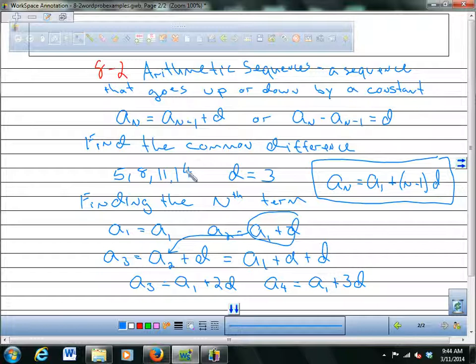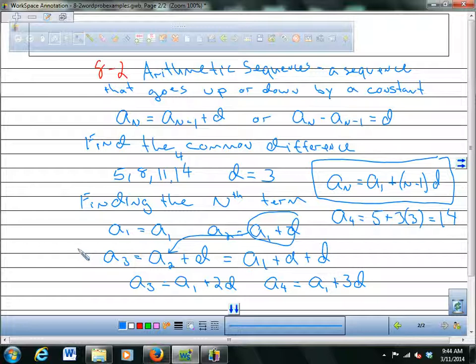So for example, in this one right here, this is the 4th term, right? If I wanted the 4th term of that sequence, a sub 4, it would be equal to a sub 1, which is 5, plus 4 minus 1, which is 3, times the common difference, which was 3, and I get 14. So, get it? So that's an explicit formula for finding the nth term of an arithmetic sequence.